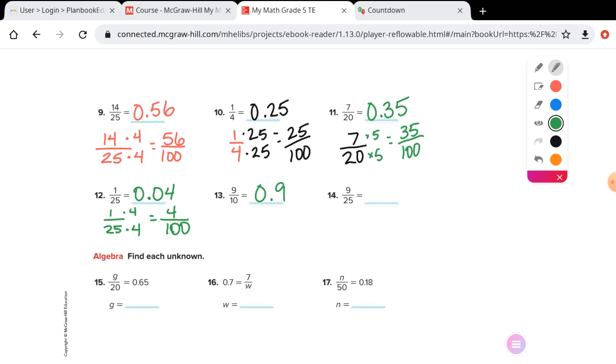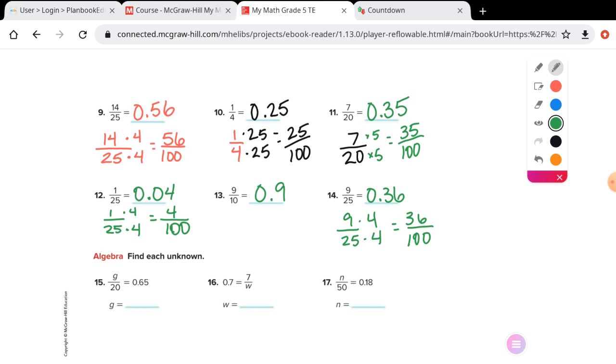Mason, help me on the next one. 9 over 25, is it good as is or do I need to change it? You just times 4. Yeah, I have to do times 4, so I'm going to write 9 over 25 times 4 over 4. So we'd get 36 over 100. What is that as a decimal, Mason? 0.36. Good job.